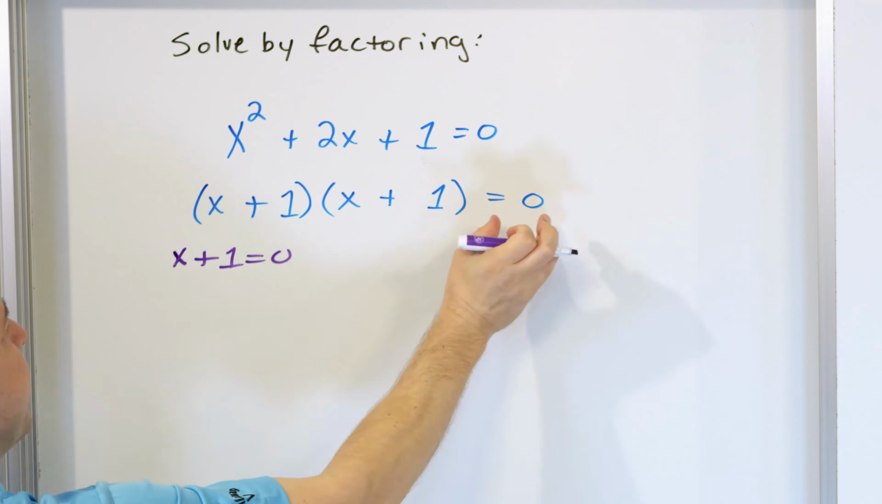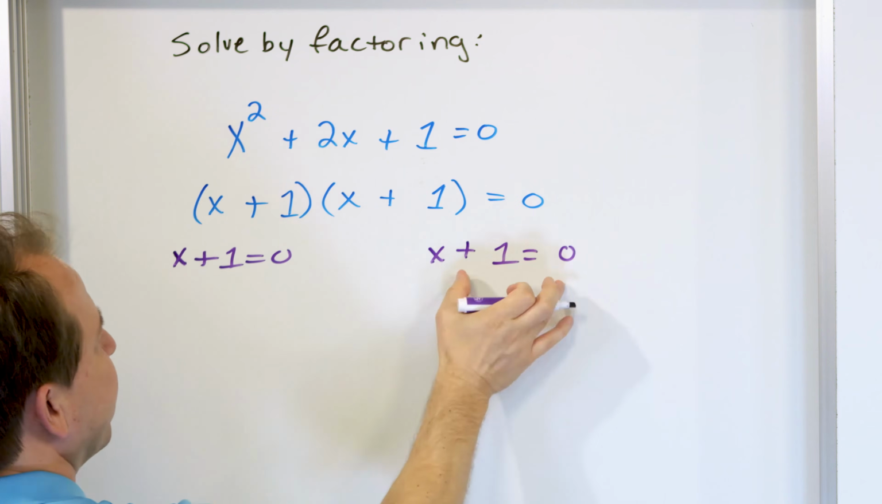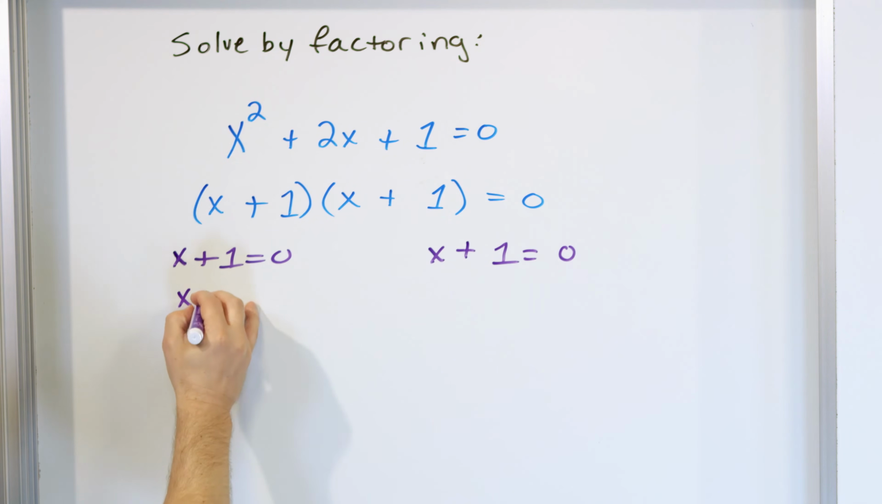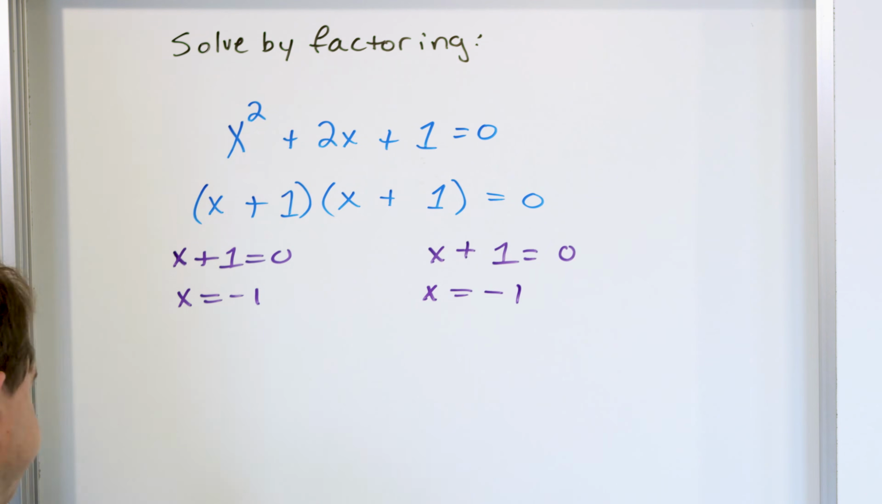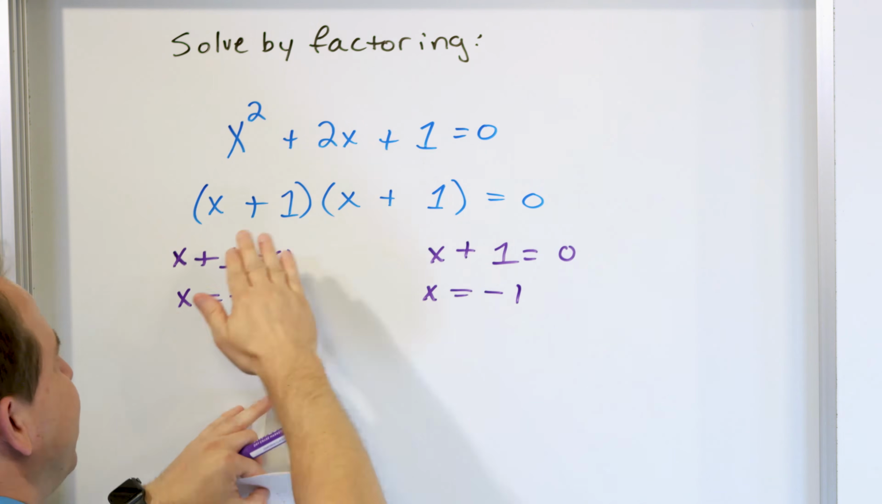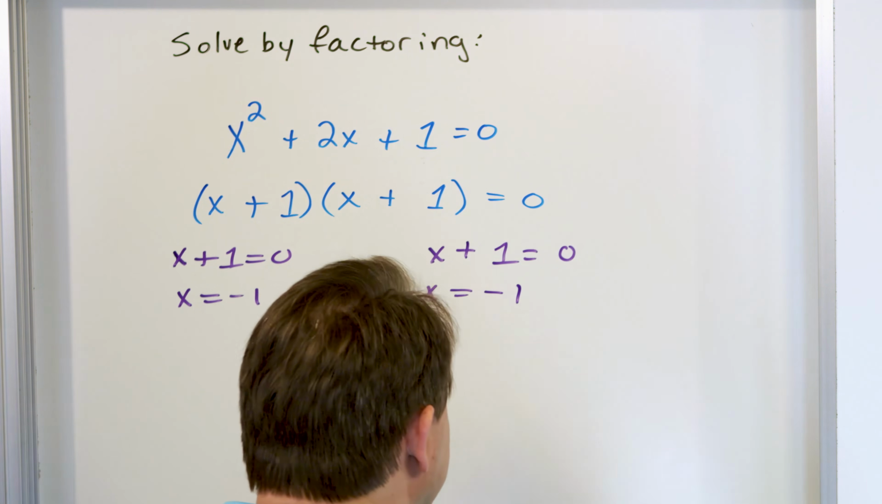You can set this term equal to 0. And then, of course, it's identical, but you can say that this other term is equal to 0. So then you could say x is -1, x is -1, like this. All right? Now, what does that physically mean? It's a double root, right? We have two roots, but they're exactly the same thing. And we learned about that in the past.